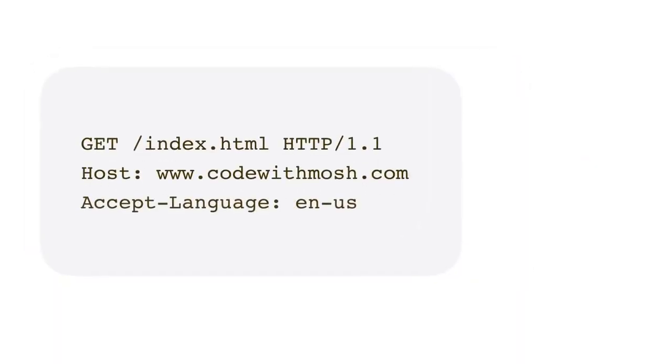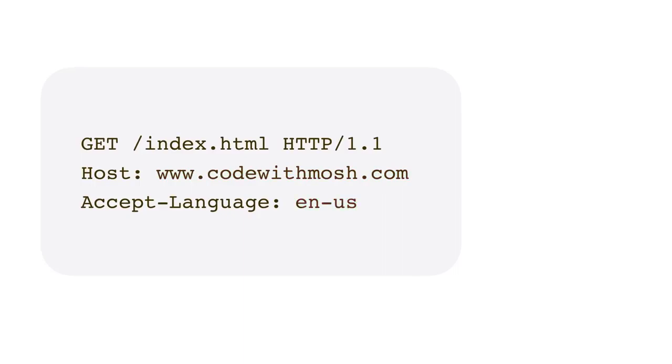Here's a simplified example of an HTTP message. With this message, the browser tells the server what it's looking for. So on the first line, it says that it wants to get a page or a file called index.html using HTTP version 1.1. Index.html often represents the homepage of websites. On the second line, we can see the host, that is codewithmosh.com. And on the third line, we can see the language that the client can accept, in this case, English.